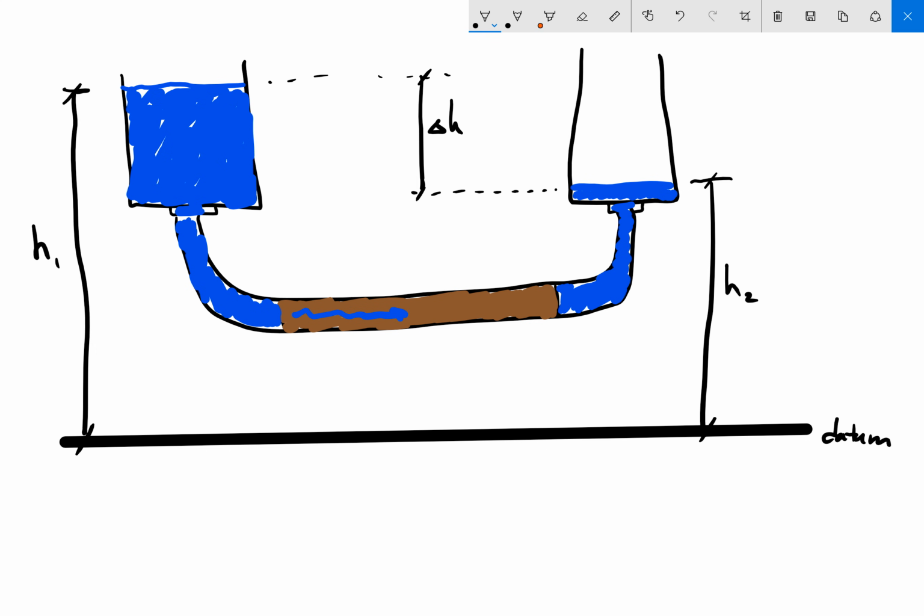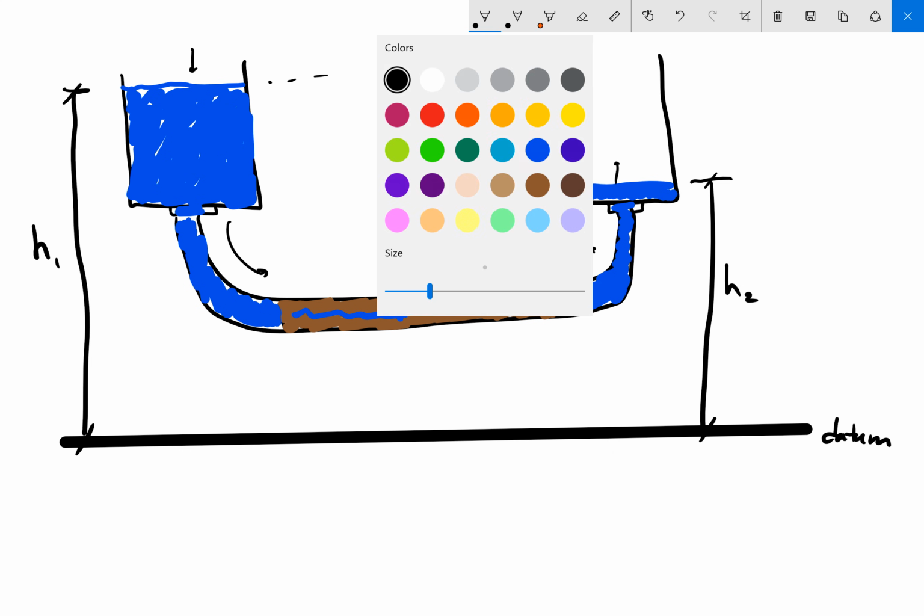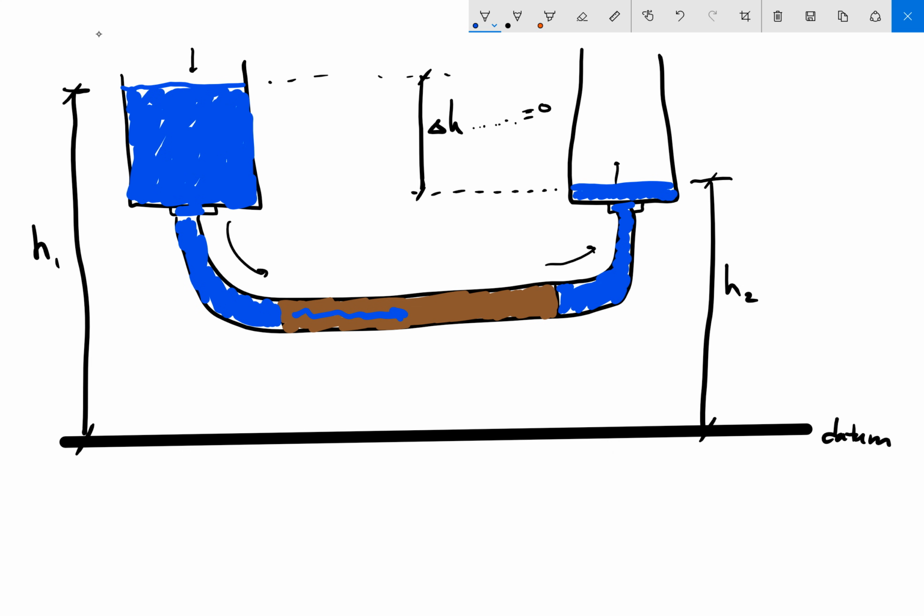But here's the deal. If this is a closed system, this water in tank number 1 is going to move all the way down into tank 2. And eventually this water is going to go up, and this water is going to go down. And delta H is going to get smaller and smaller and smaller until eventually it's going to equal 0. And once it equals 0, what's going to happen is it's going to equal 0 when the two water levels equal one another.